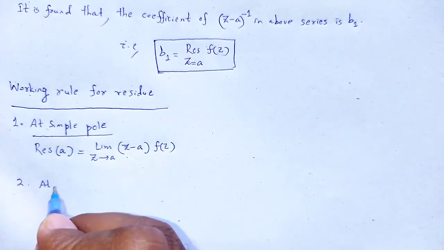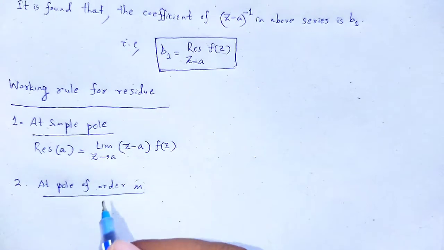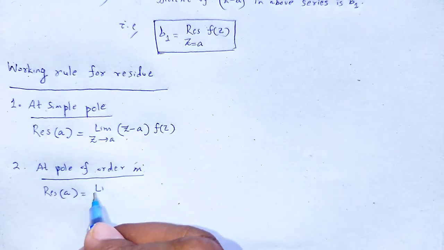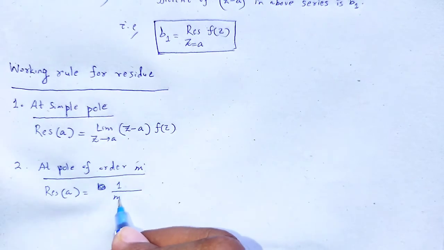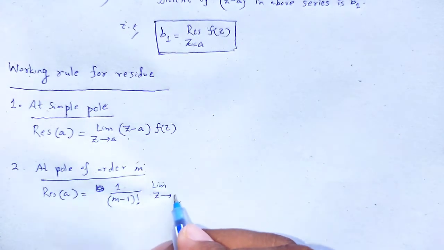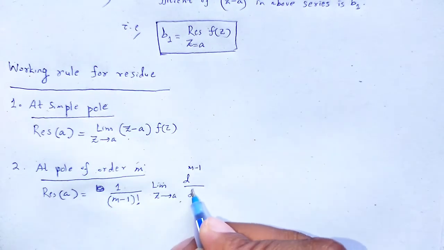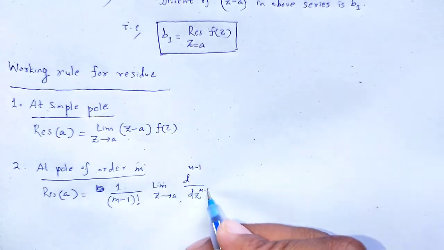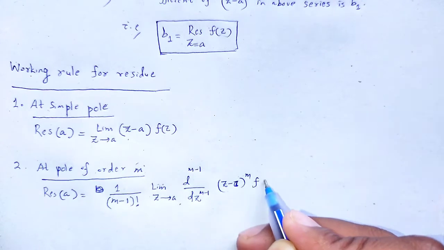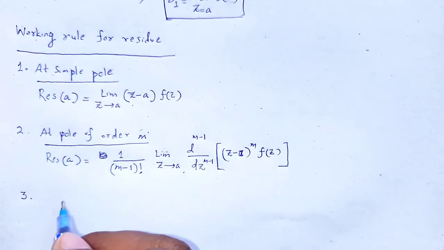Next, at pole of order m, the residue at a is calculated as 1 divided by (m minus 1) factorial, limit z tends to a, derivative of order m minus 1 with respect to z of (z minus a) to the power m times that given function f of z. Again, residue at infinity.